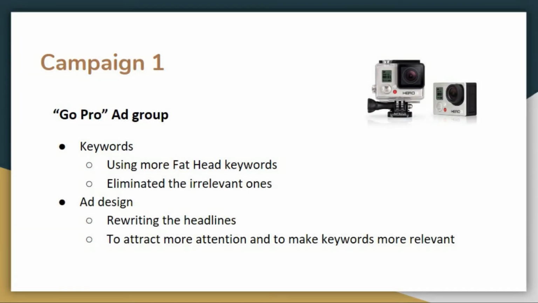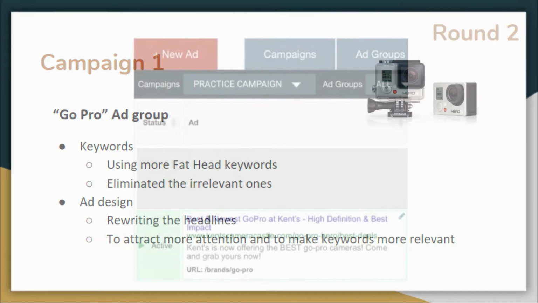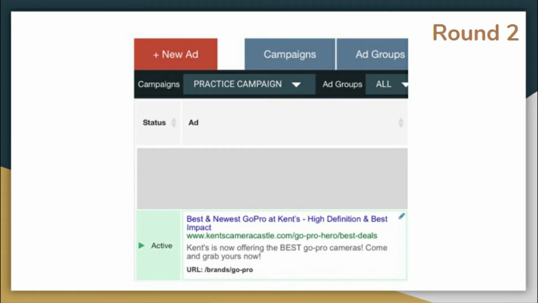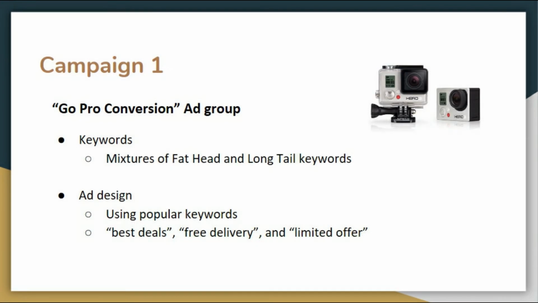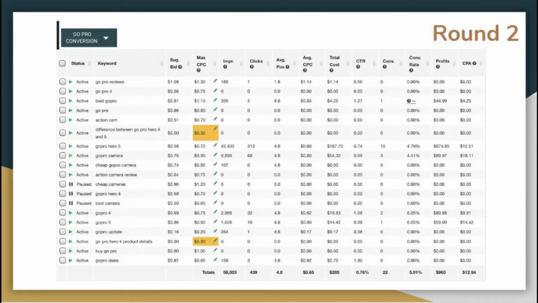In campaign 1, we decided to use more fathead keywords, which are general and have a high level of competition, for the GoPro ad group that focuses on awareness and interest stages. We also eliminated some irrelevant keywords that caused low impressions and low clicks. For the ad design, we did the research and rewrote the headline to make it more related to selected keywords and landing pages.